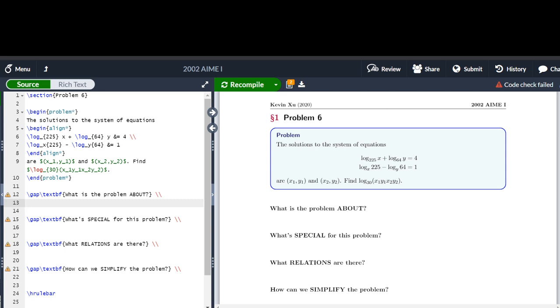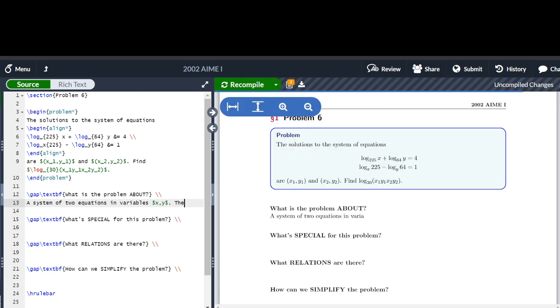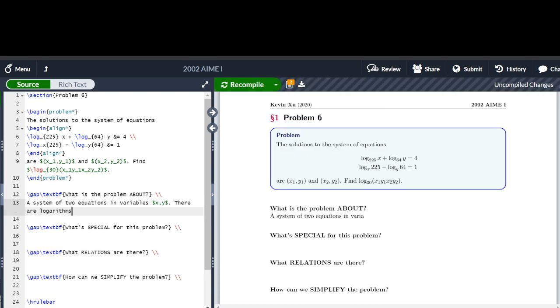So for this problem, we first want to ask, what is the problem about? Well, looking at it, we have a system of two equations in variables x and y. There are logarithms with varying bases: 225, 64 in the first equation, and x and y in the second.